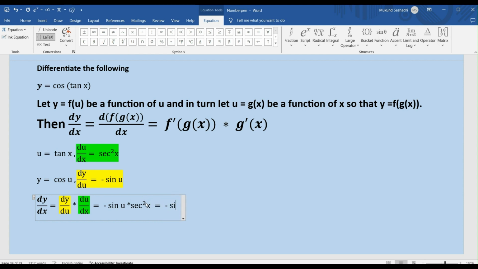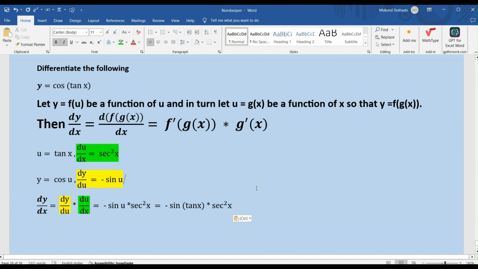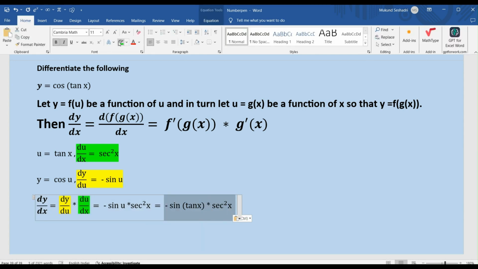So minus of, what is my u? My u is tan x. So it is minus of sine of tan x into secant square x. So my final answer to this problem is minus of sine of tan x into secant square x, right?